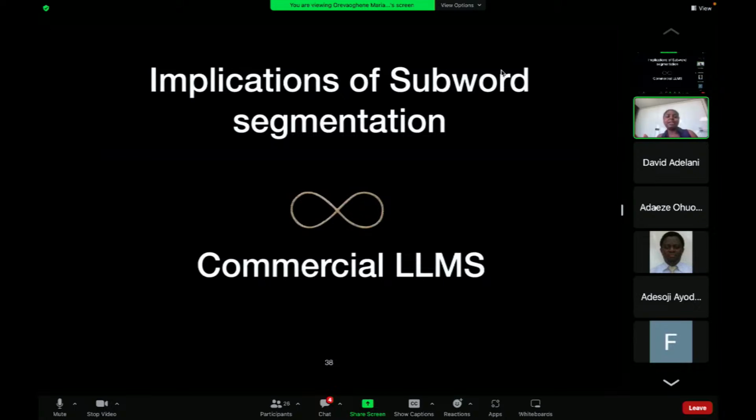So now I have given an overview of the history of tokenization in NLP, going from word-based and character-based to subword segmentation. Now I will talk about implications of subword segmentation for commercial language models. This is very important because many people here use ChatGPT. Sometimes I've heard people say, I got charged this amount of money for processing the same text as an English speaker. Why is that so? I'll talk about this now.